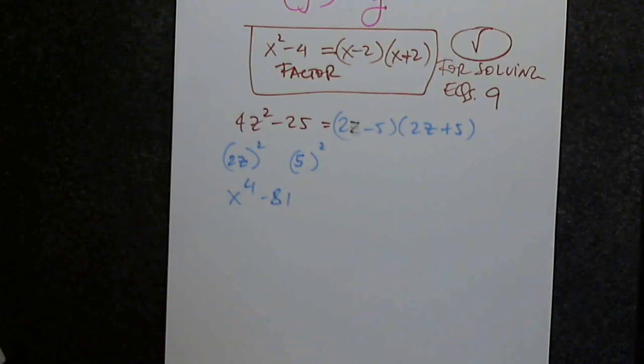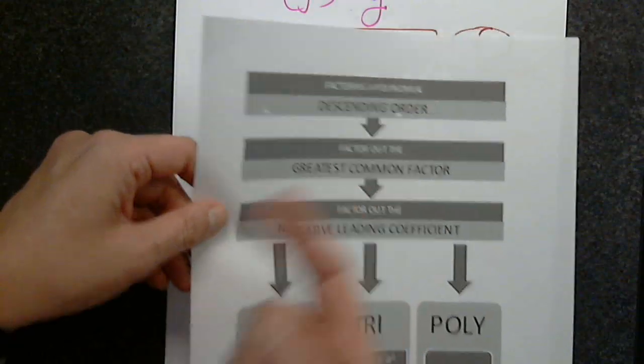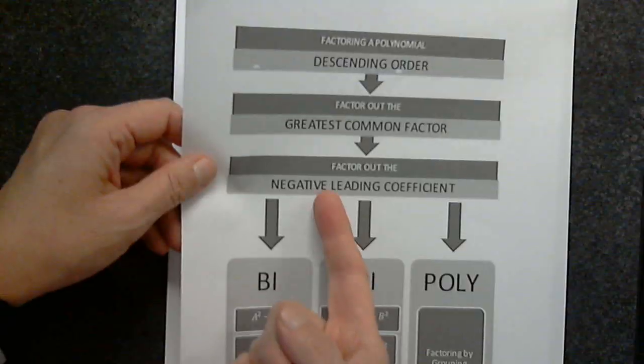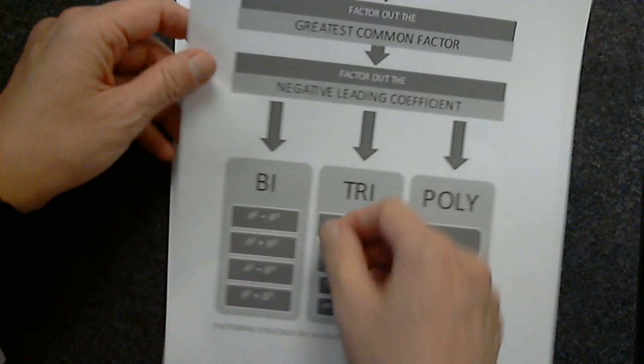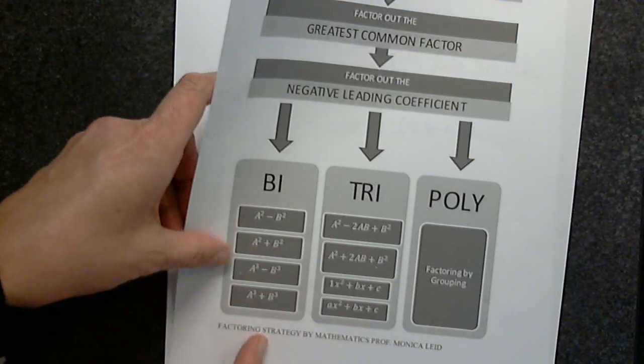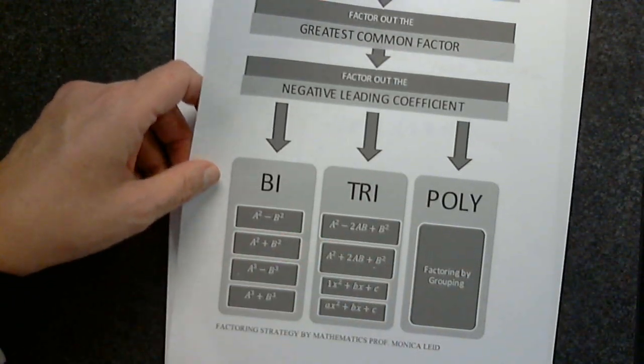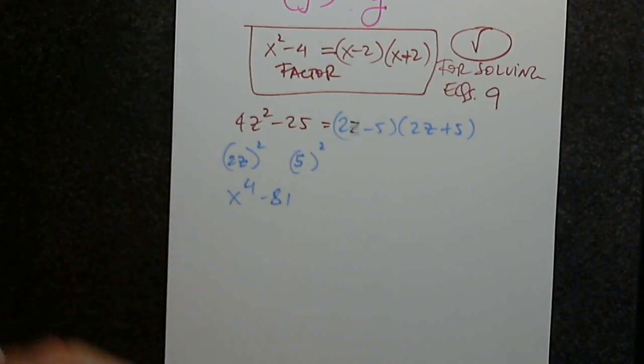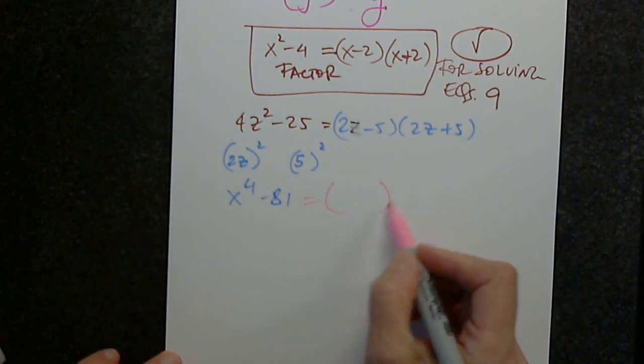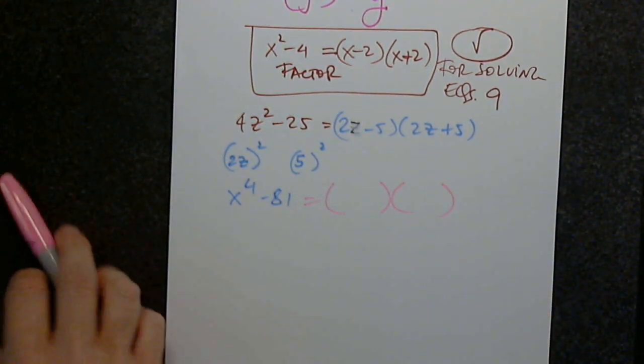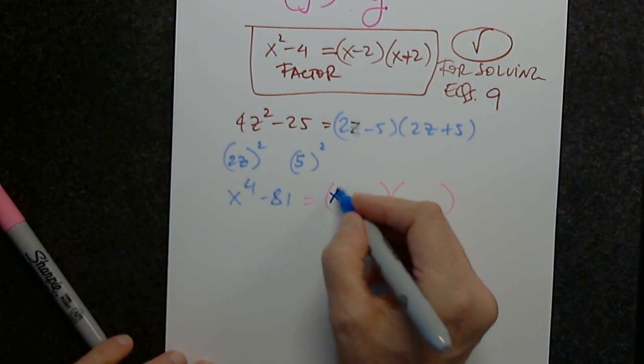Is it in descending order? Yes. Is there a greatest common factor? No. Negative leading coefficient? No. So I'm down here. Which of the special products? We only discussed the first one, so I'm assuming it's that. And how do I factor it? x squared minus 9. Excellent. Times x squared plus 9.